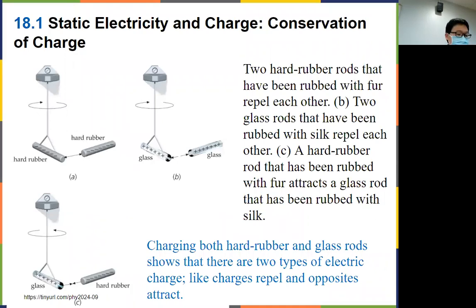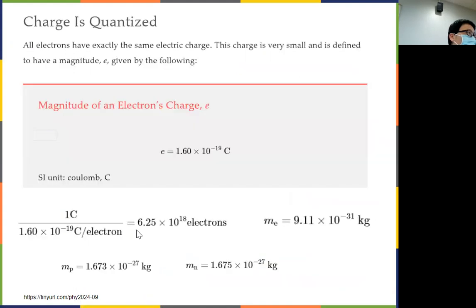Last time we took a look at charges. Basically there are two types of charges, positive charge and negative charge. Like charges will repel each other, and opposite charges will attract each other. Charge is not continuous, it is quantized. That means charge comes in increments of 1.60 times 10 to the negative 19, which is the charge of a proton or an electron. Electron carries negative charge, proton carries positive charge.